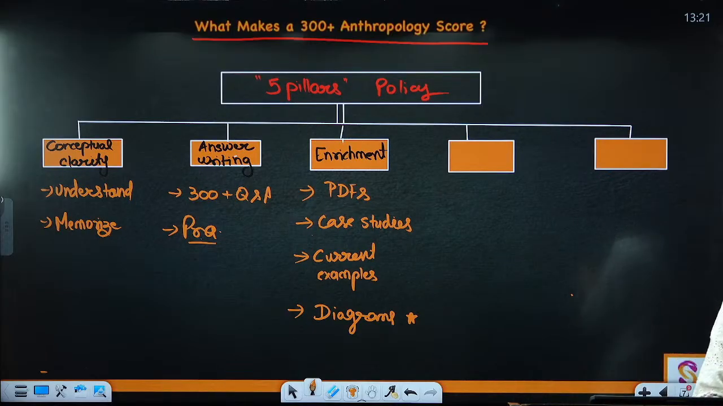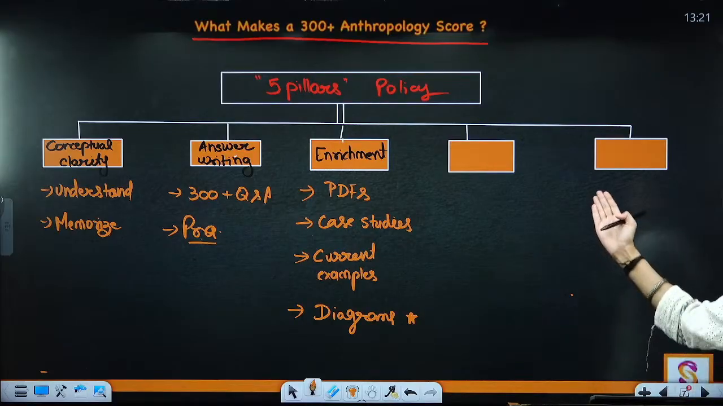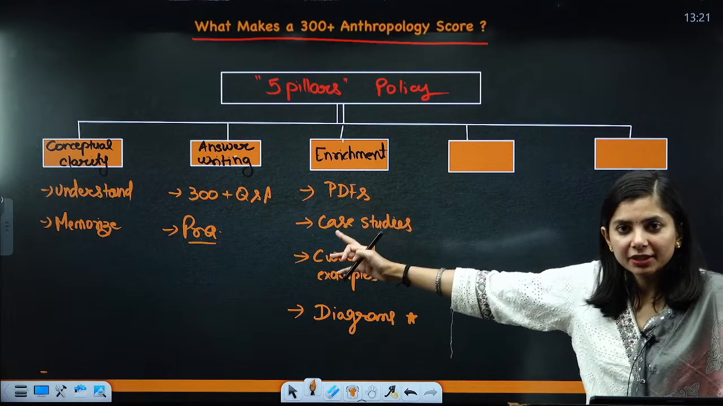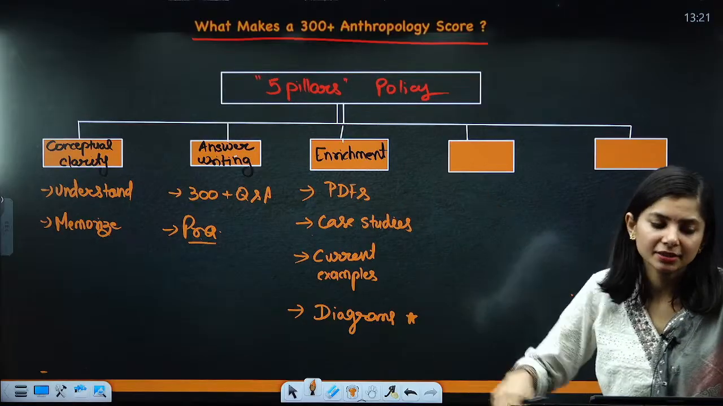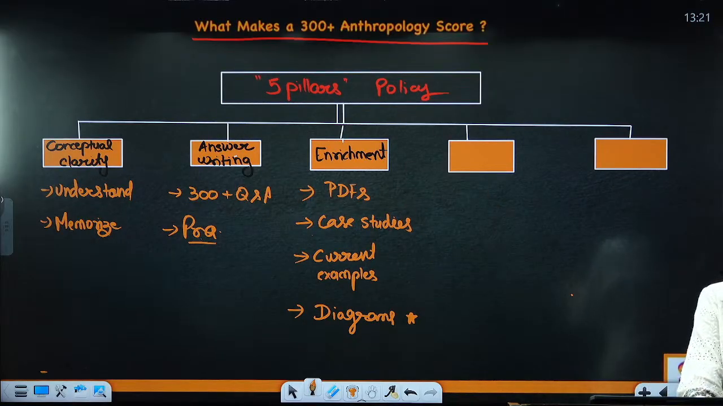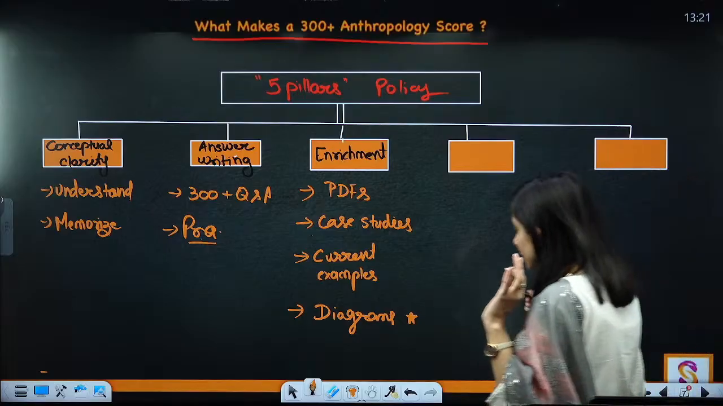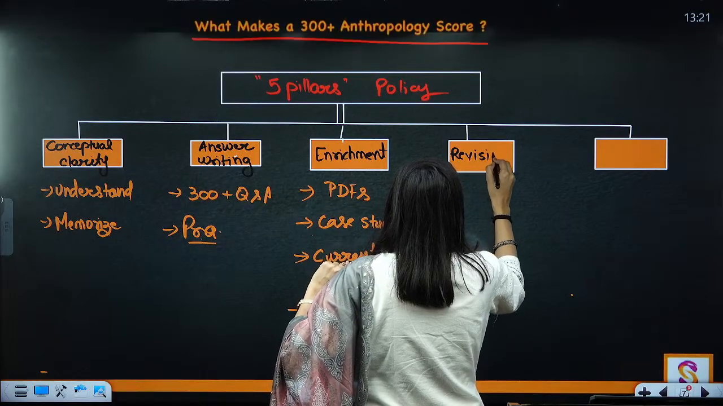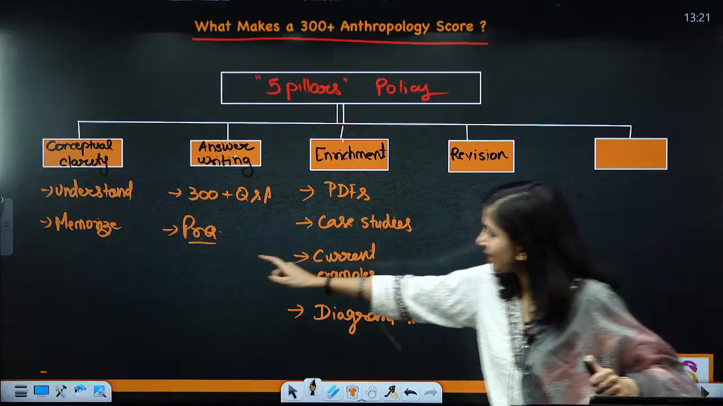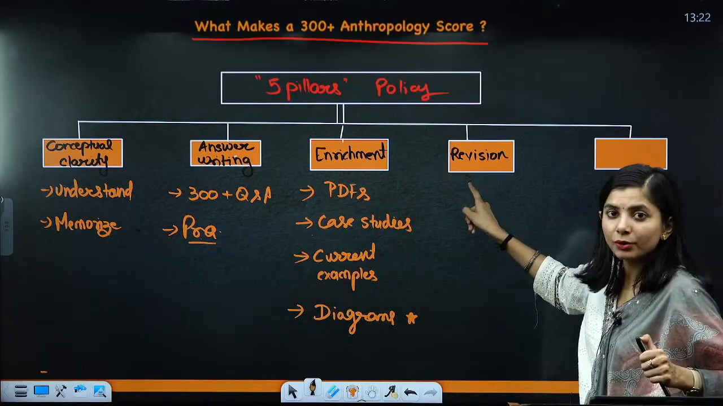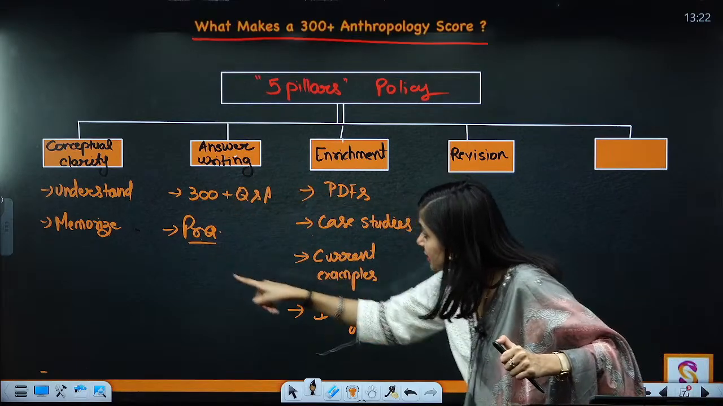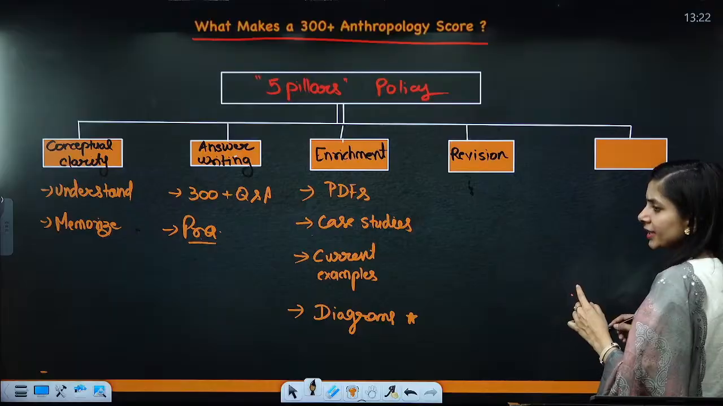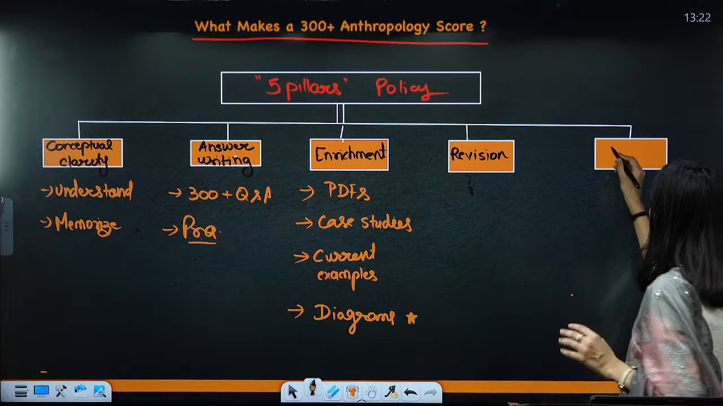Once you are done with the enrichment, the next part you need to focus upon is revision. Once we are done with the conceptual clarity, we know how to write the answer, we enriched our answer also, then we need to do the revision. And this is basically multiple revision before the exam. Now you would say, ma'am, why are you not including revision here? I include the memorization here. Here I am going to tell you the revision of these three things, and this revision should be reflected in your test series.